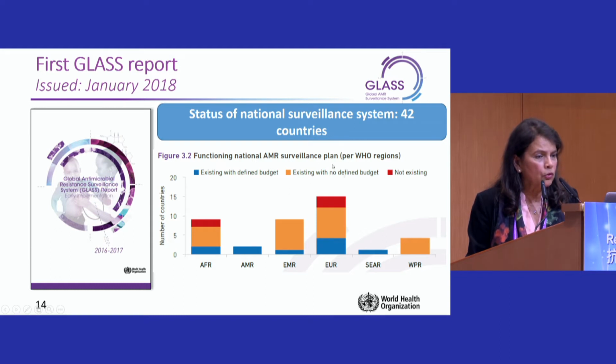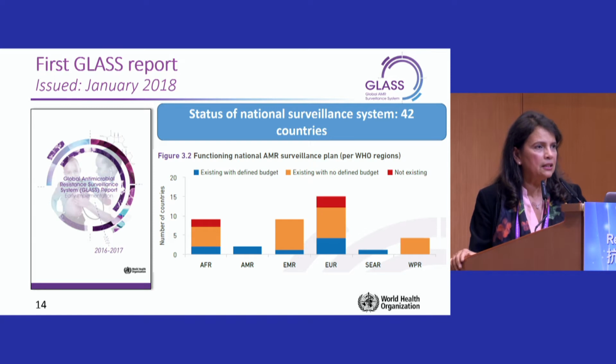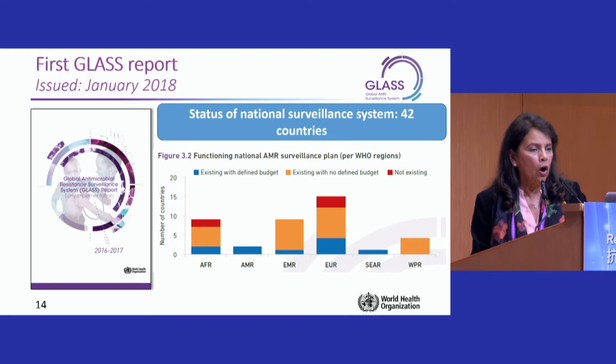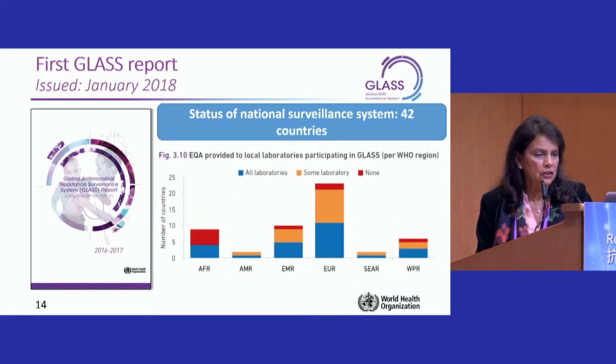in most cases, you see here the orange part of the bars, they have some surveillance system, but no budget defined. So the question is, how can they run the surveillance system without having a defined budget? So this is an issue: in terms of investment in interventions for AMR, we need to think more and more about what must be invested to get these systems.